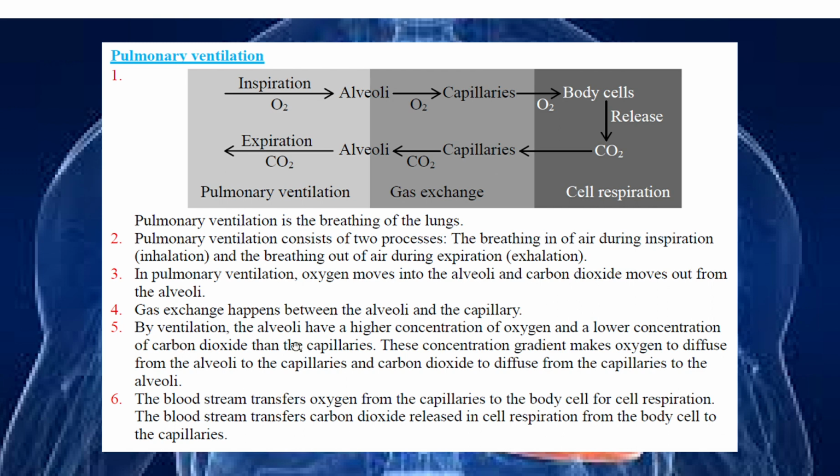By ventilation, the alveoli will have a high concentration of oxygen and a low concentration of carbon dioxide compared to the capillaries. This concentration gradient causes oxygen to diffuse from the alveoli to the capillary, and on the contrary, from the capillary back to the alveoli for the carbon dioxide. So it's a natural diffusion due to concentration difference, not an active transport. No energy is needed. Just breathe in the air and breathe out the air. The bloodstream must transfer the oxygen from the capillary to the body cell for cell respiration, and then the bloodstream also transfers the carbon dioxide released in the cell to the capillaries.